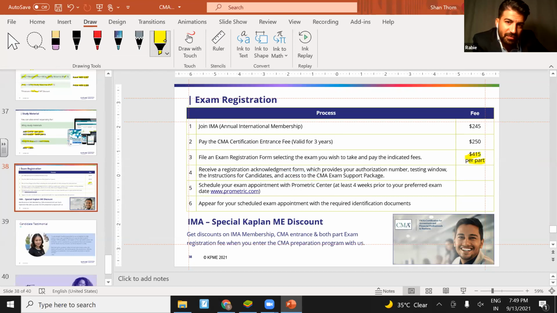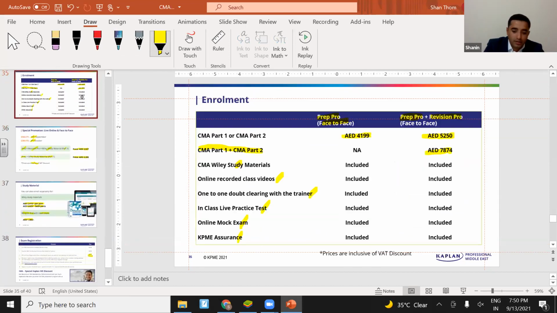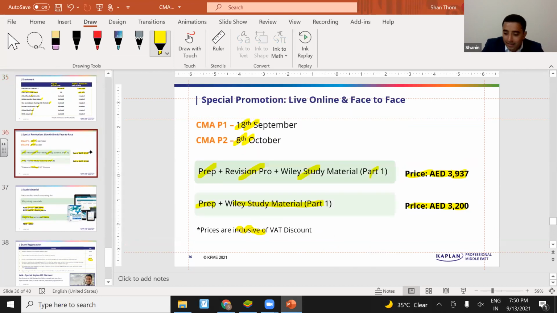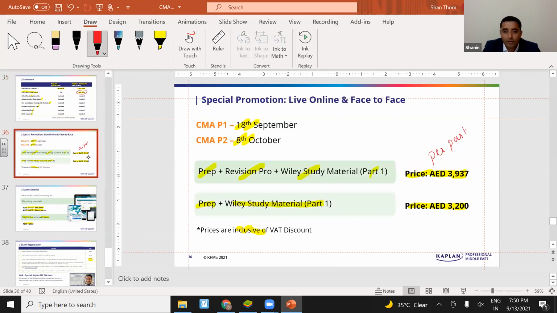If it is for the class fees, it's up to you, Shannon. Yes. Now for the class fees, it is 3937 per part. Okay, so all the fees that you've seen here is per part except for this number. So 7874 is the only number which is for both together.